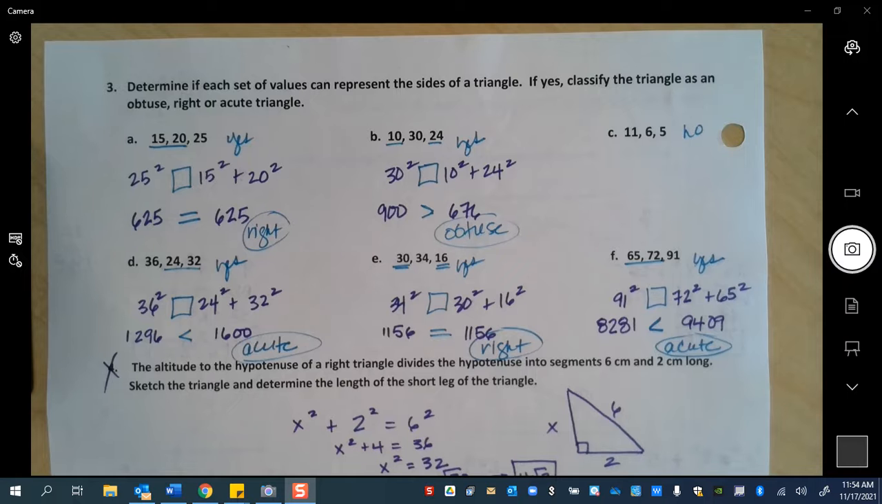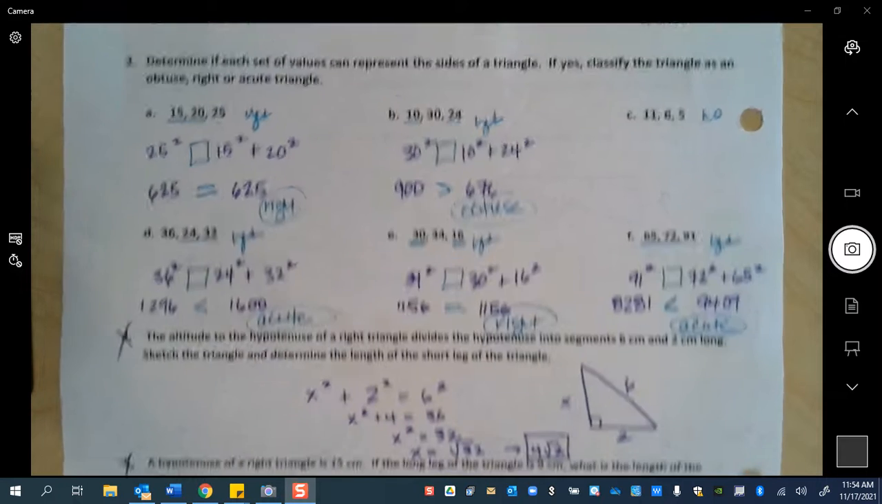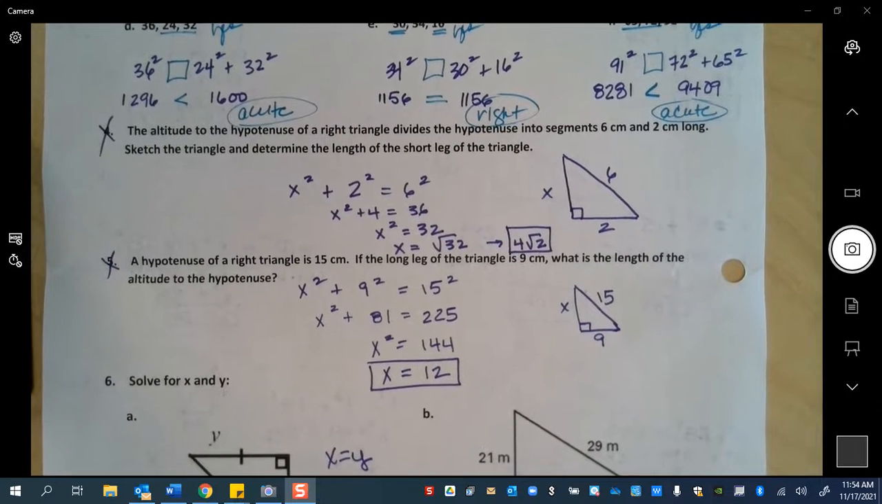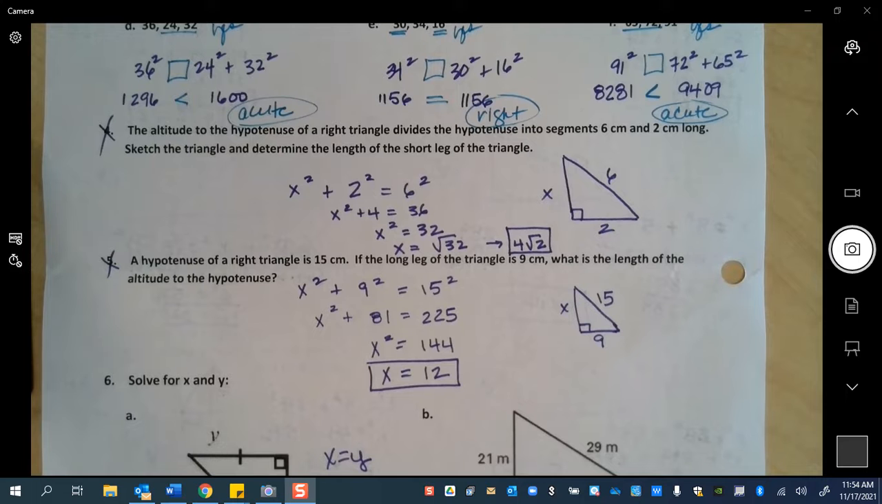Trying to think about why I have X's on these two. Oh, I know why. Oh, shoot. This homework, the altitude to the hypotenuse of a triangle. Yeah, that was from a past unit that I should have taken out. Darn it. Did you struggle with these? The altitude, hypotenuse, or a triangle, that's my mistake. Yeah. It doesn't say the altitude.